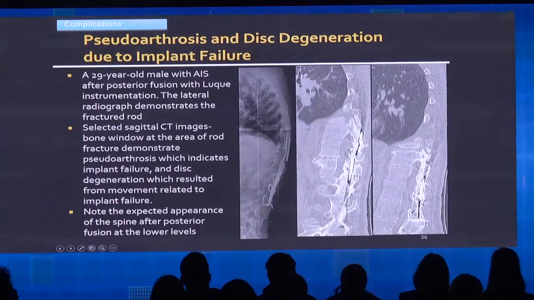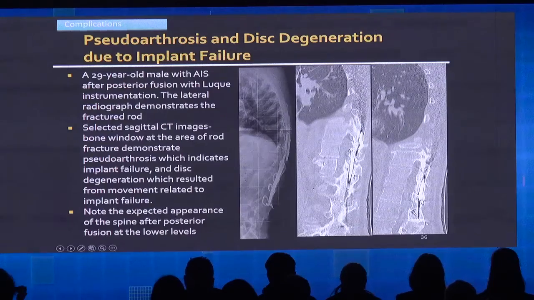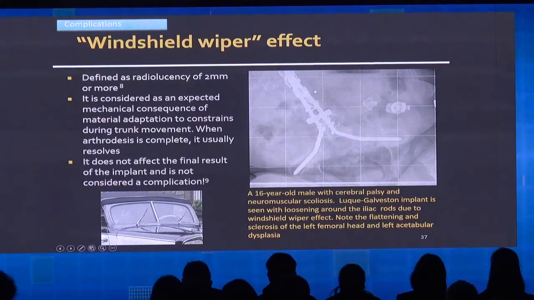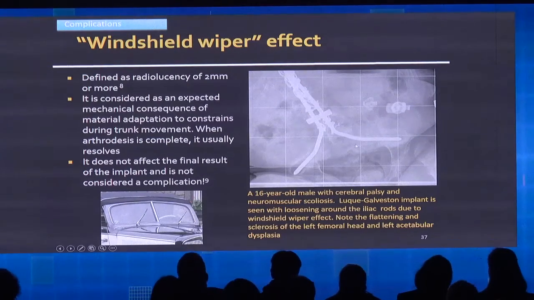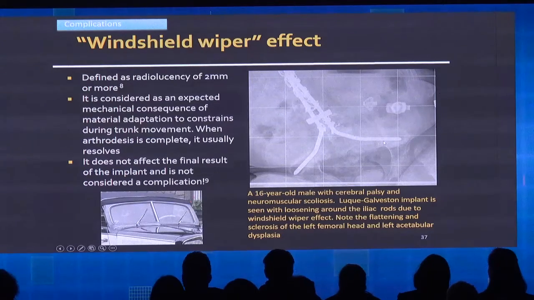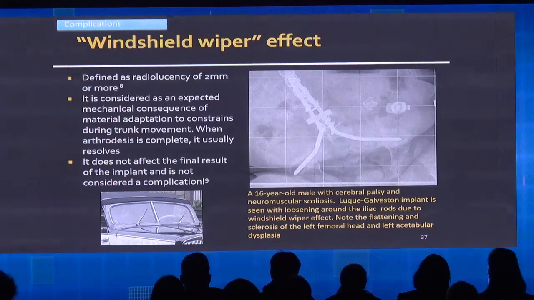Same thing, you can break the rod, you have a pseudarthrosis which is posterior, but the intervertebral disc anteriorly can degenerate because the movements now are transferred to the intervertebral disc. Finally, there is a windshield wiper effect. There are some very limited movements at the junction between the spine and the pelvis, and these movements are transmitted to the Luque, the Galveston implant, and they can create some loosening chamber. The good thing is that if they are smaller than 3 millimeters, there is no big deal, and at the end of growth, at the end of everything, it does not affect the final result.